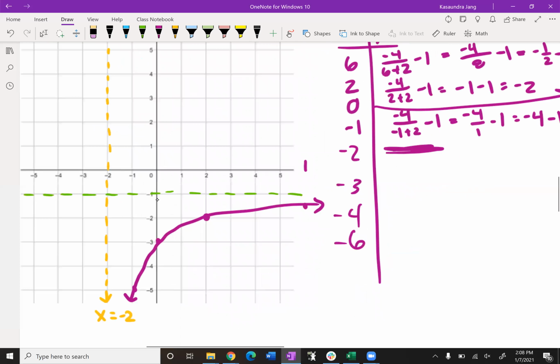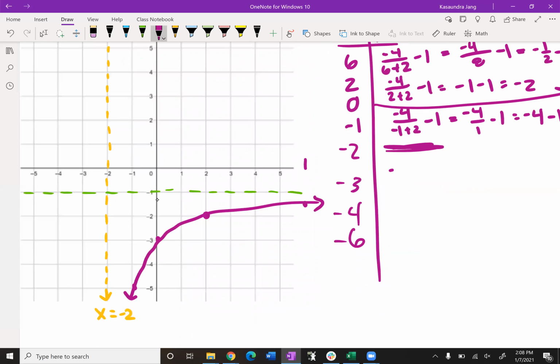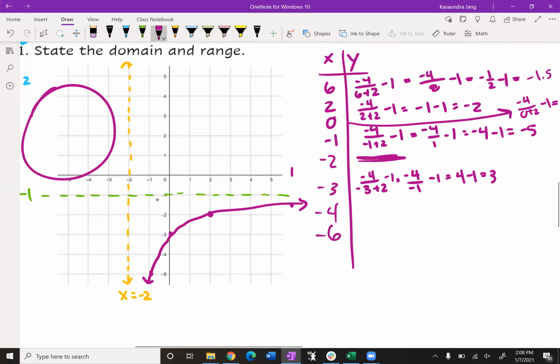Okay, so then for my -3, I get -4 over -3 plus 2, which -3 plus 2 is a -1. Oops, and I've got that -1 on the end here. So I get a +4 minus 1, which is a +3. Oh, good, because I kind of knew I was supposed to go in the diagonal section. So I got this positive number up here. That's kind of a good sign. -3, 3.